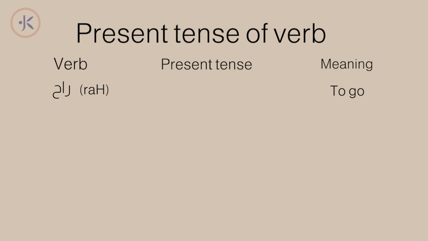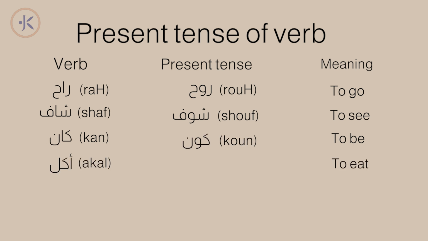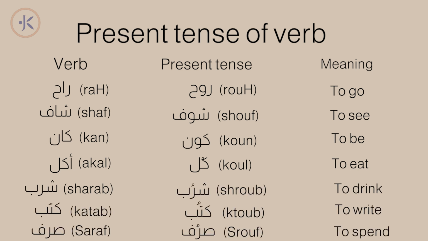So with this, I finished 7 verbs in the present tense. Remember, راح is one A, the A will become OU, روح. شاف will become شوف, the A will become OU. كان will become كون. أكل, the first A will go, the second will become OU, كل. شرب, شرب. كتب, كتب. صرف, صرف.